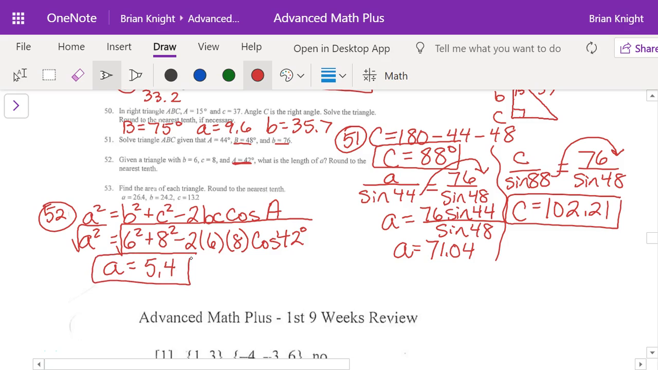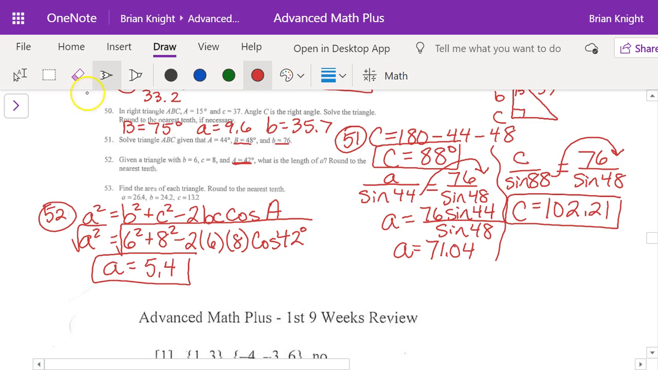Do not use your Pythagorean theorem on that because it did not say the triangle was a right triangle, right? You're going to be tempted because it gives you b and c. You know, oh, I can just find a, use some Pythagorean theorem. Don't do that, all right?